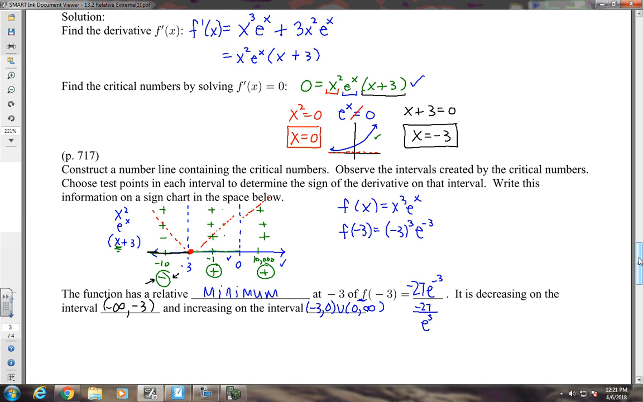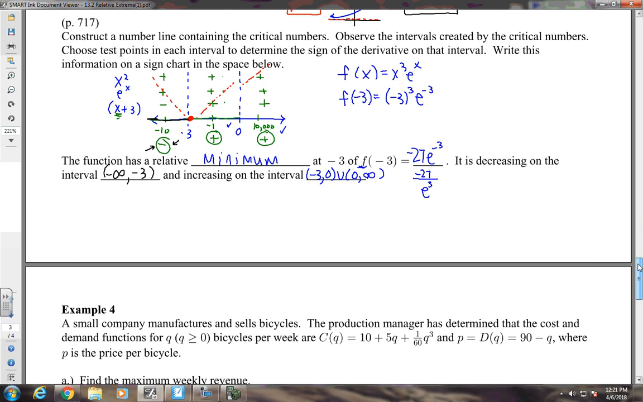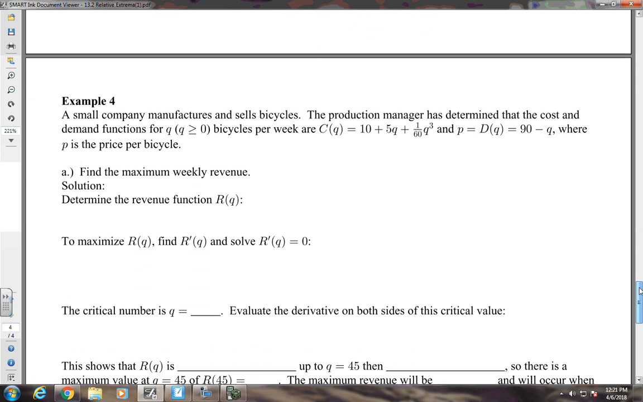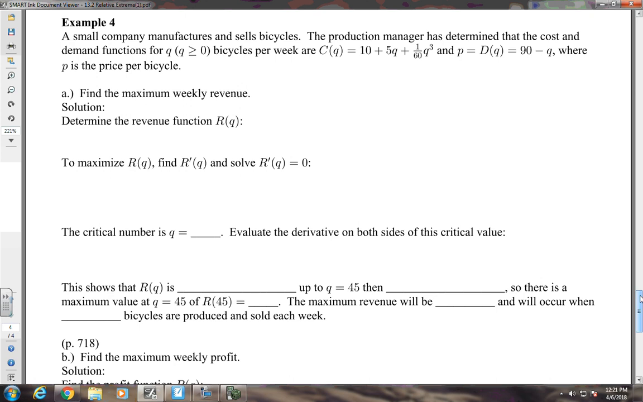Okay? Now, on the next page, we're going to be looking at applications. Example 4 deals with revenue, profit, and cost. But we're still considering what happens when we set our derivative equal to 0, when is it positive, when is it negative? Same type of mathematics. So this problem says a small company manufactures and sells bicycles.